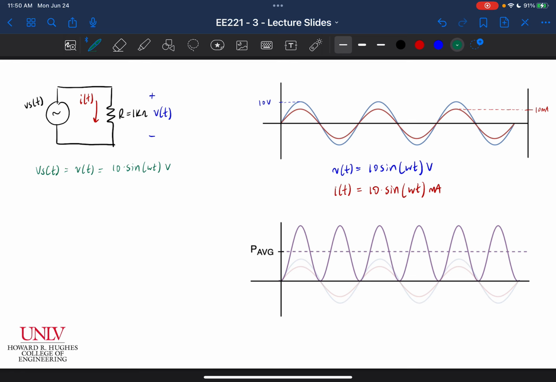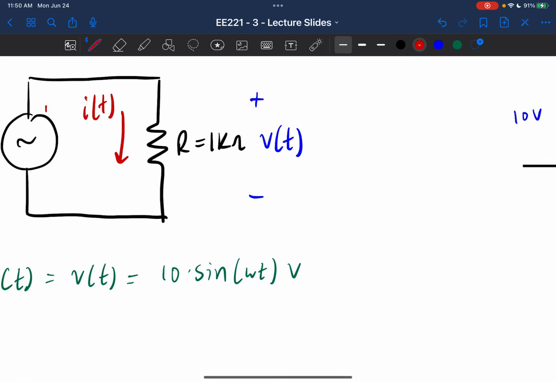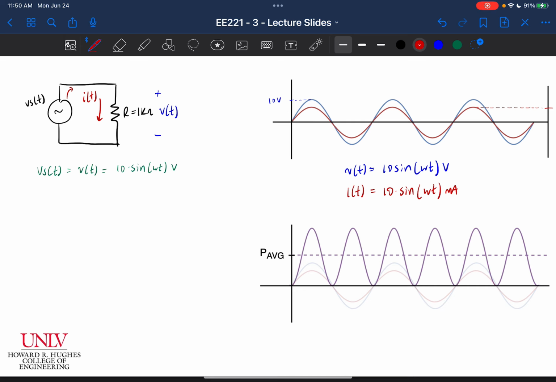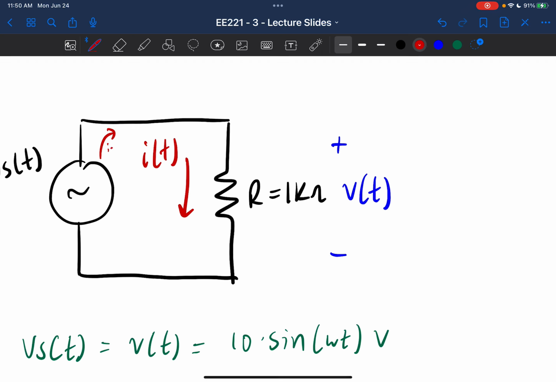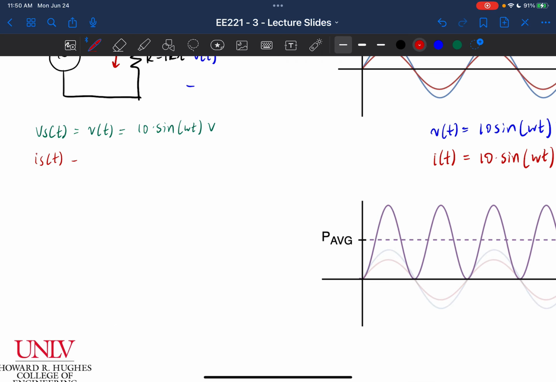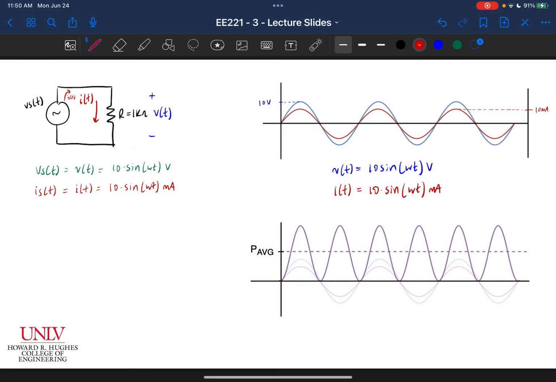And if I look at the current leaving the source, it's in the same direction as the current flowing through the resistor, the way I defined it. So I could call that current Is of t. That's equal to I of t, which is equal to 10 times the sine of omega t milliamps, right? So these waveforms are the identical waveforms I would see. It makes sense, right? The voltage source and the resistor are in parallel. They're also in series. Their currents and their voltages will be identical.